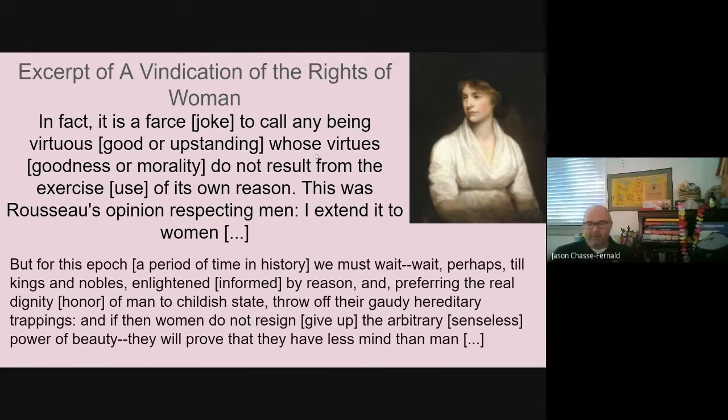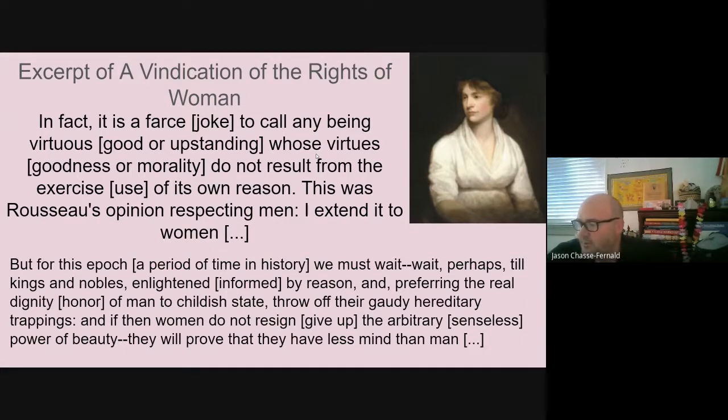But for this epoch we must wait, perhaps, till kings and nobles, enlightened by reason, and preferring the real dignity of men to childish state, throw off their gaudy hereditary trappings, and if then women do not resign the arbitrary power of beauty, they will prove that they have less mind than men.